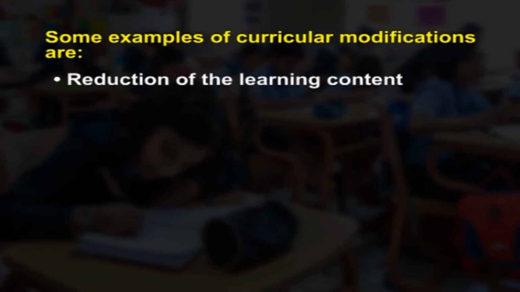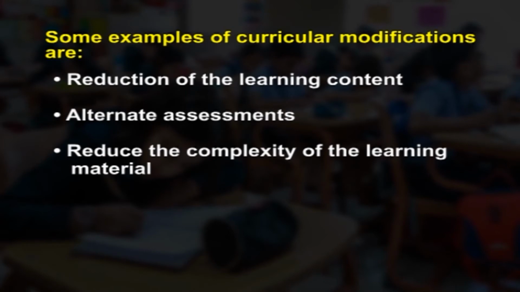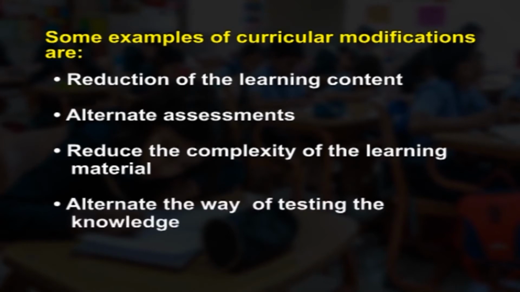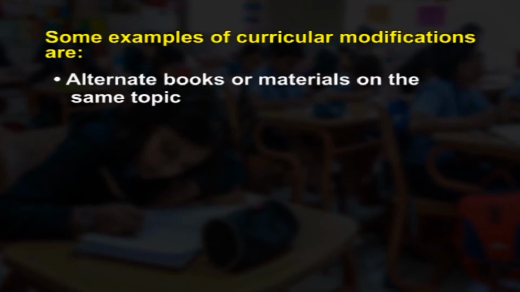Some examples of curriculum modifications are reduction of the learning content, alternate assessments, reducing the complexity of the learning material, altering the way of testing the knowledge, and alternate books or materials on the same topic.